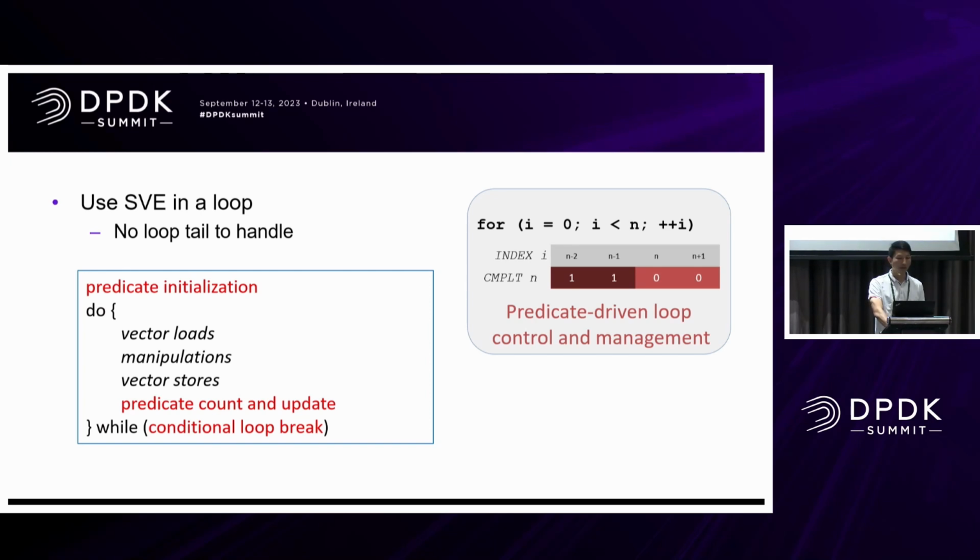And here I use some pseudocode to show the whole process. First, we initialize the predicate, and then we start the loop. It includes the typical vector loads of source data, some manipulations on the data, and then storing the data back. After this, we need to update the predicate for the next loop. And we also need to test if the loop will continue.